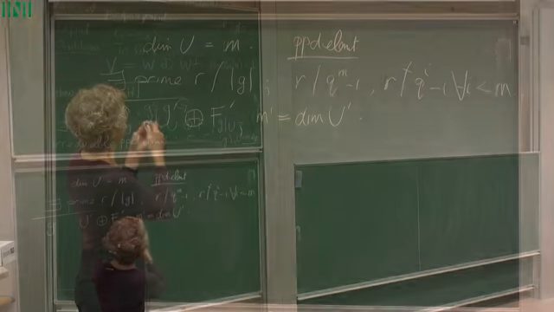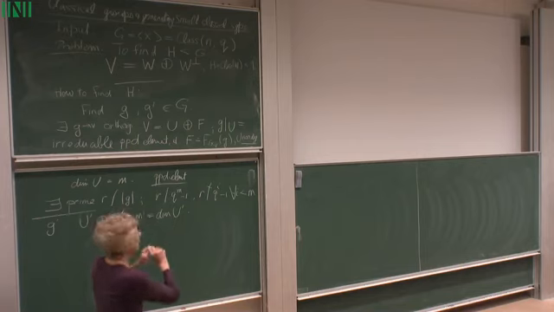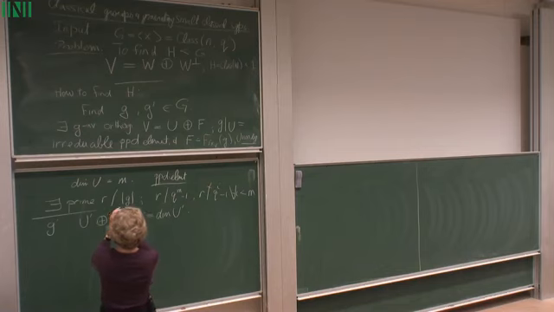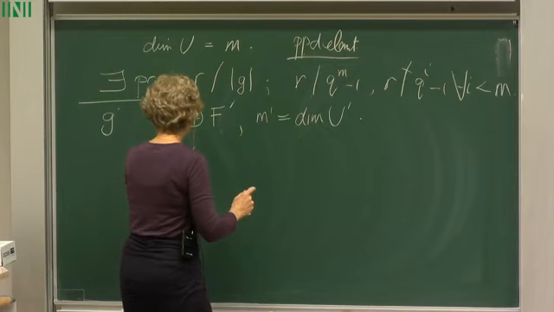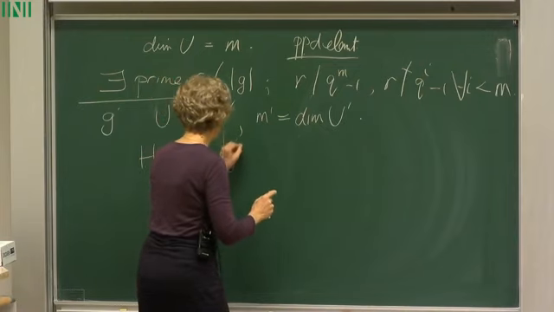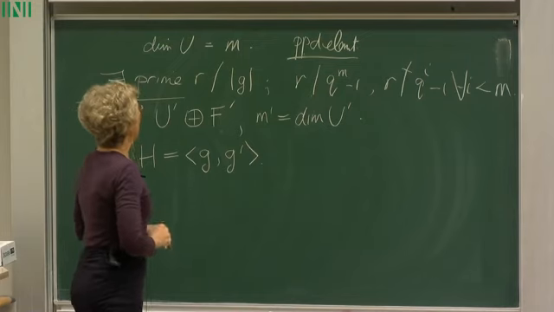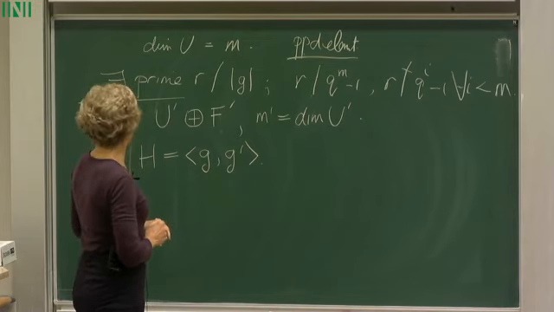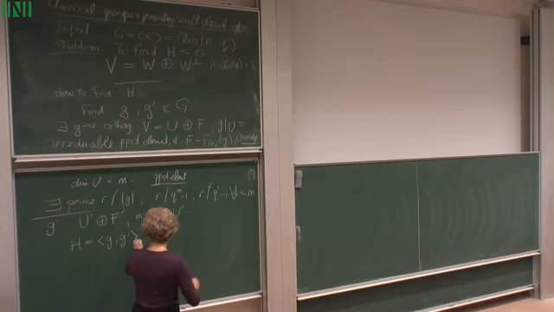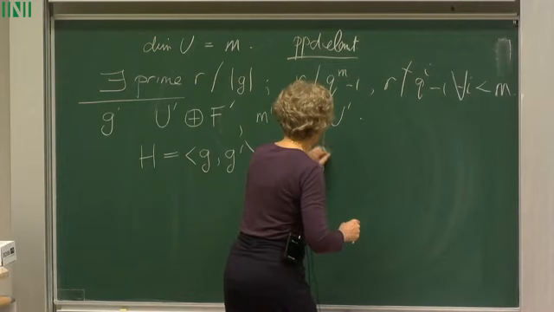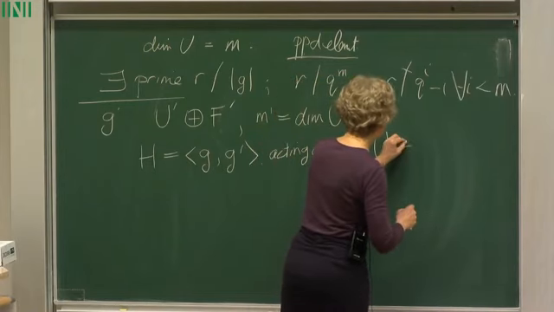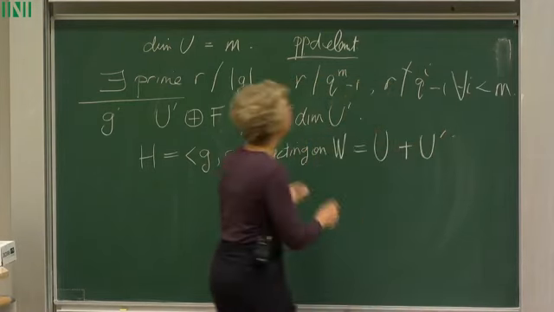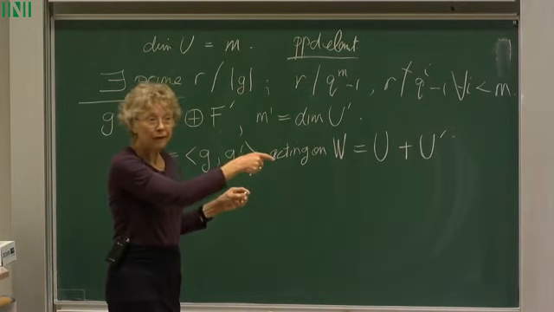Okay, so Heiko and everyone use these sorts of elements, so they want to find these elements, and the group H is going to be generated by the two elements, G and G prime. So what's W? Well, it's going to act on the sum of U plus U prime, and it's going to fix the intersection of F and F prime.